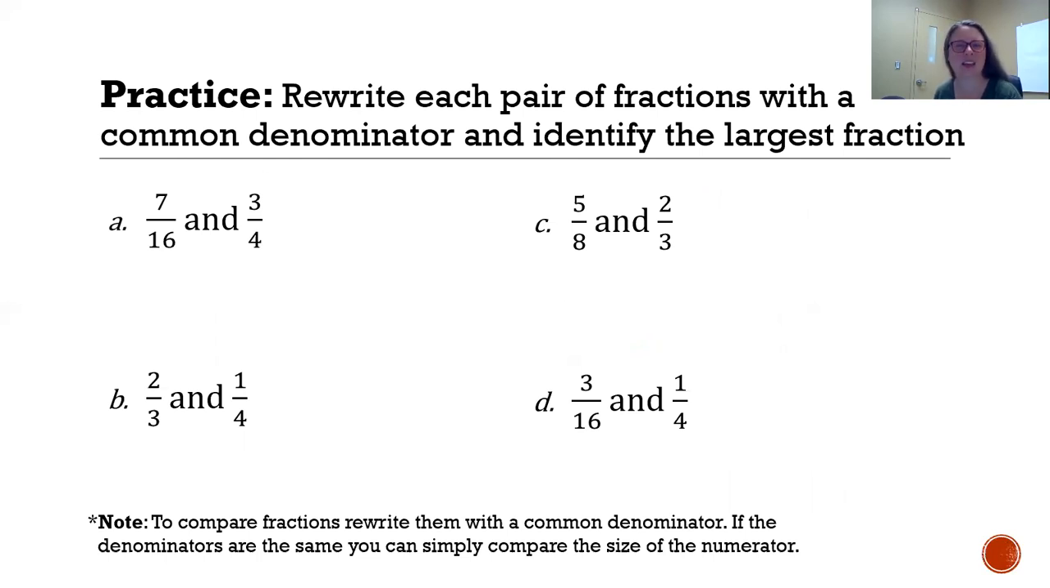So for this question, we're going to write each pair of fractions with what we call the common denominator. This is another skill we need to have. So we're kind of putting 2 things into one. And we're going to identify the largest fraction. Common denominator just means that the number on the bottom, so the denominators, are the same. So let's look at A. We have 7/16 and 3/4. We need to write equal fractions so that the denominators are the same.